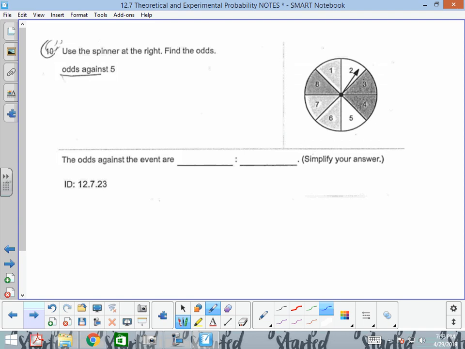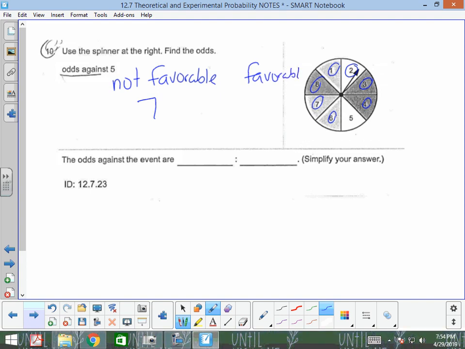Number 10 says odds against. So not favorable is going to be first. Not favorable of rolling a 5, so everything but a 5. That's 1, 2, 3, 4, 5, 6, 7 different ways to roll not a 5. And then favorable of rolling a 5: there's only one 5. So this is 7 to 1.